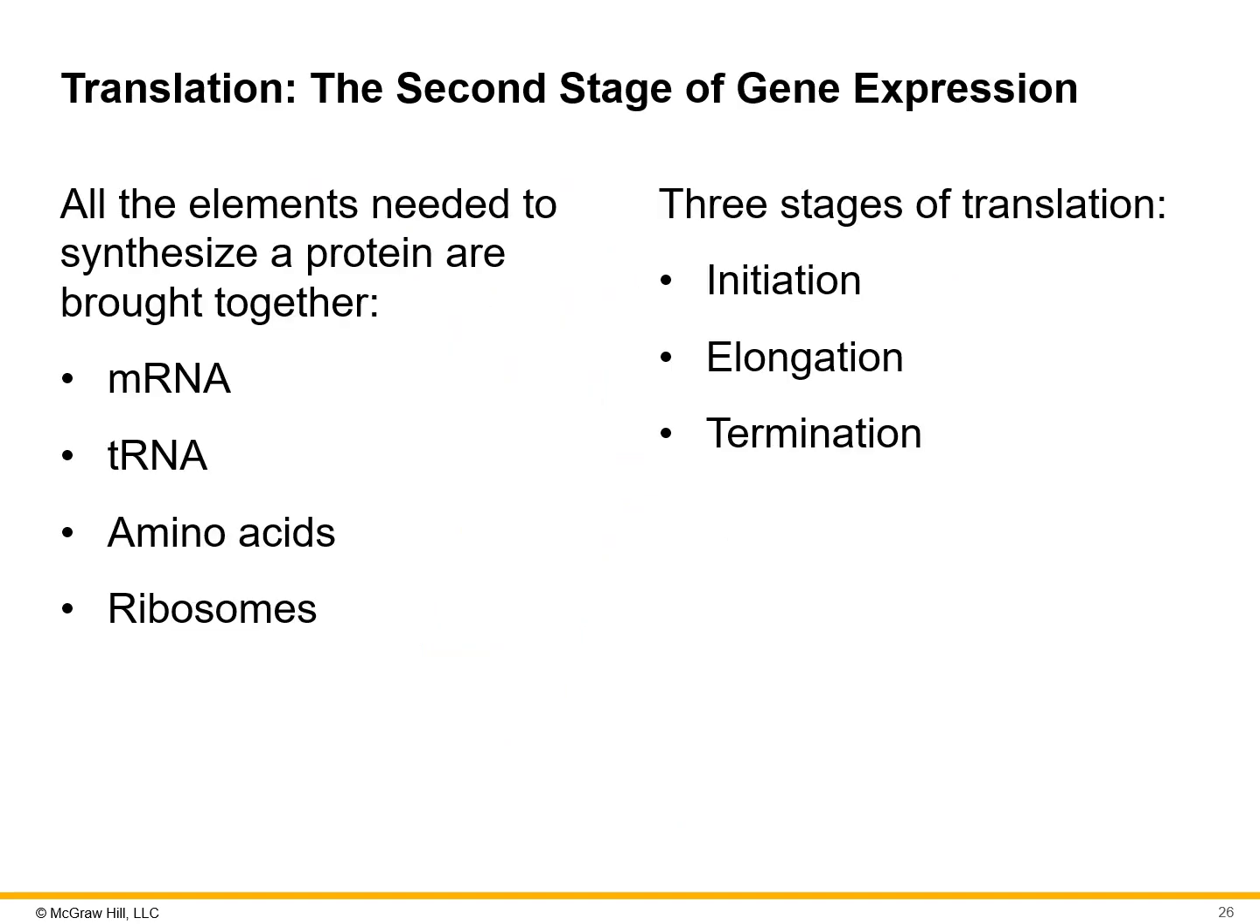So for translation, again, this is the second part of gene expression. Transcription makes the RNA, translation actually makes the protein. So we need, of course, the message. We need the tRNA to bring the amino acids. We actually need the amino acids, and we need ribosomes for that to take place. And just like with transcription, we have initiation, elongation, and then it's terminated.